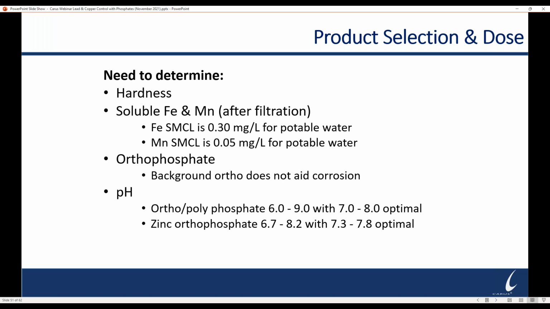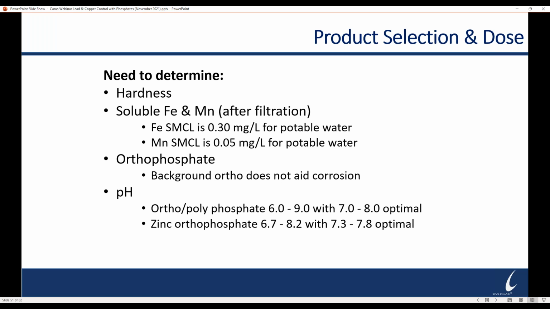It also matters depending on if you're focused on lead or copper, because as you increase pH, copper corrosion rates go down. So you might target an 8.5 to a 9 with a copper corrosion along with a phosphate product and see better results than you would at 7.5. So you do want to consider that as well.